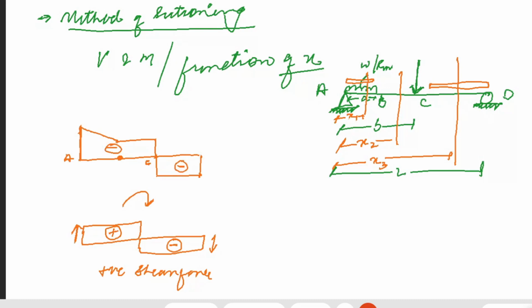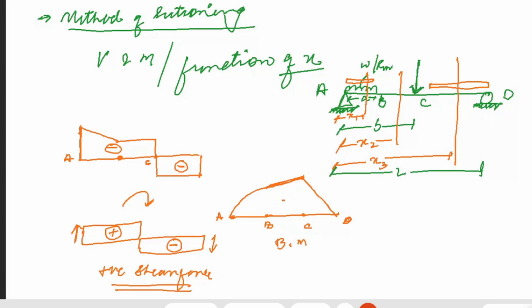Whenever I have to draw the bending moment diagram, at point A I will be having zero moment, at point D I will be having zero bending moment, and then bending moment up till, let's say, this is your point B and this is your point C. Up till point B, you will have a parabolic variation because of the uniformly distributed load, and then you will have a linearly varied bending moment up till this point, and then it will go down. This will be your bending moment diagram. This will be your shear force diagram.